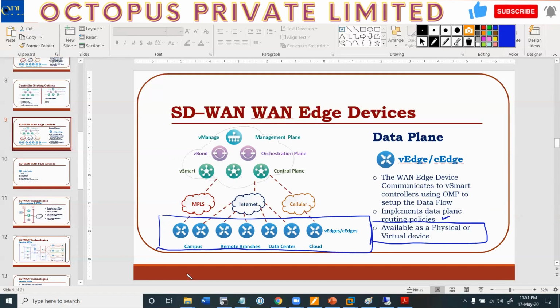Good so far? All this done? Now, this is an overview of what all these devices do, the different components that make up SD-WAN. Just a quick recap. How many devices do I need?